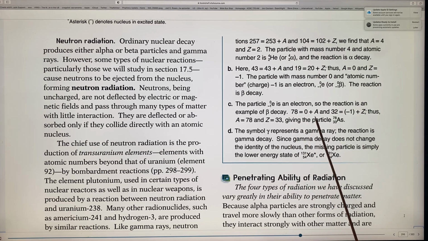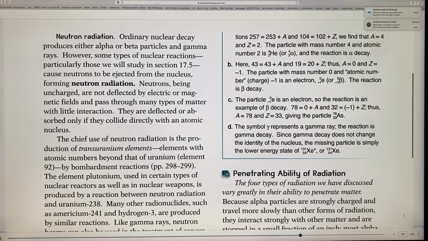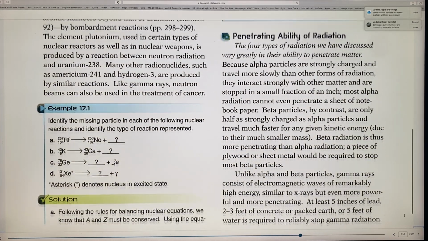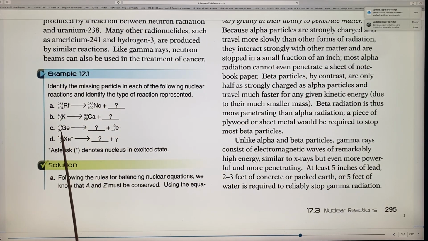And so the 78 is going to stay the same. Thus, it's going to turn into a new element. You have to look on the periodic table and find out what element this is, and you'll find out it's 78 over 33, which is As. So we'd have to look that up on the table. Basically, this changes as you emit an electron and one neutron turns into a proton, so you're going to have 33 on the bottom and 78. So it's going to be a new element, which is As.